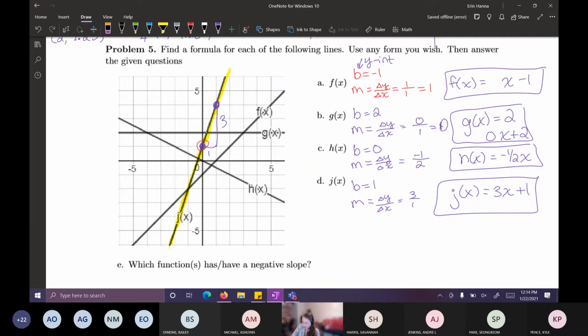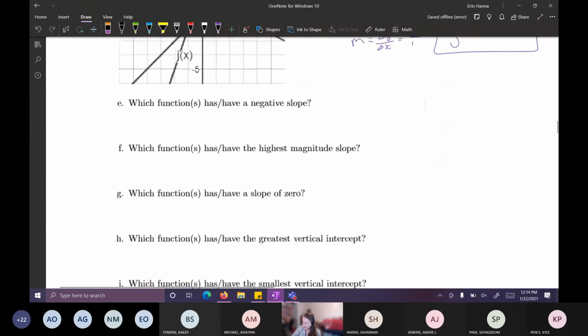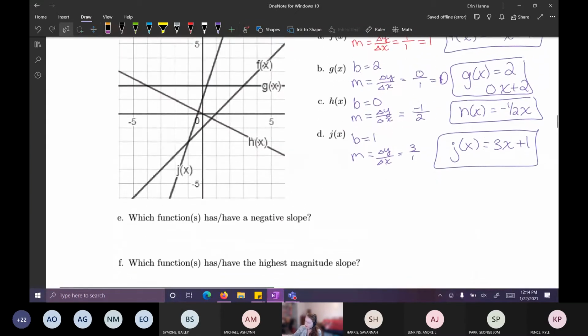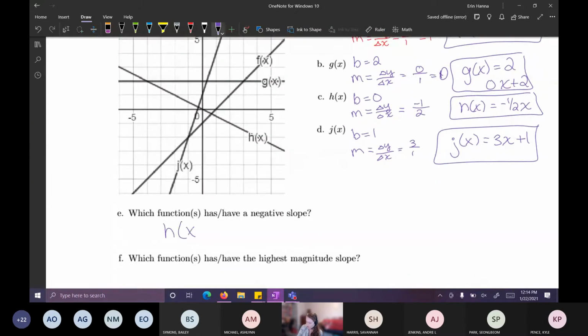All right. Oh, and then there's the last question. Also great on this one. Okay, so the last batch of questions was essentially asking you questions about those. So which function or functions has a negative slope? There was only one of them, which was h of x with -1/2.